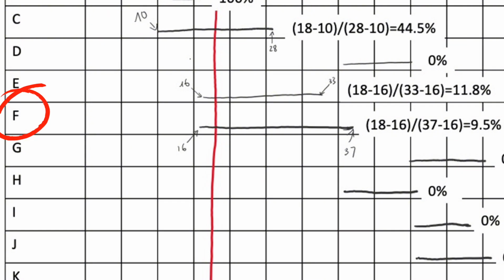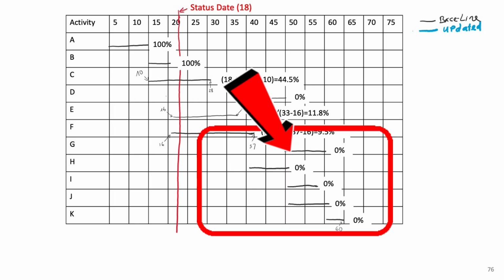We subtract the start date of day 16 from the status date of day 18, then divide by the total duration, which is 37 minus 16. This gives us 9.5%. For the remaining activities, the baseline bars are scheduled to start after day 18, so they're all 0% complete, as planned.